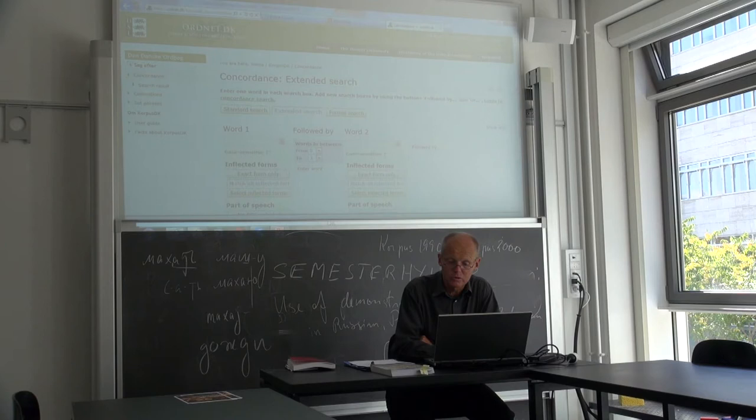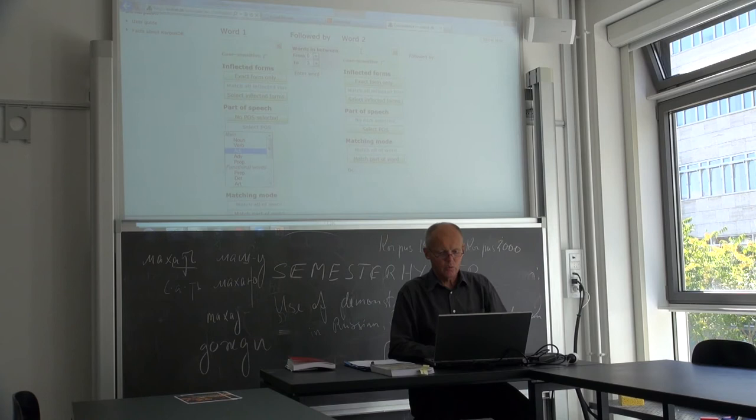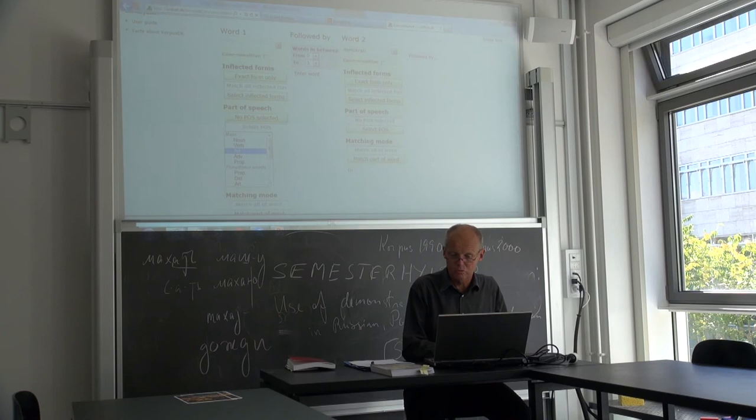Basically, it's close to what you can do in the Russian corpus, but it's technically quite different, and it's not as strong. Let's take the word democracy. What kinds of adjectives are used in connection with democracy? That's democracy in Danish. And then search. So what we ask for is combinations of adjectives and the word democracy.